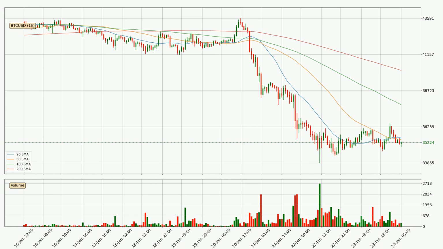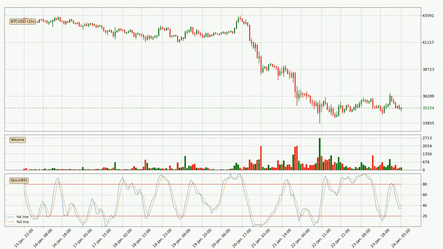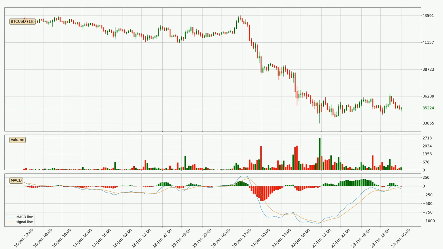$35,421. Looking at the hourly Stochastic RSI, the Stochastic RSI currently shows no overbought or oversold conditions, but the %K line is below the %D line, which means the current trend is on the downside. Moving to the hourly MACD, the trend is currently going down because the MACD line is below the signal line. The MACD histogram shows that the momentum is currently strong and it could be expected the price to go further to the downside.